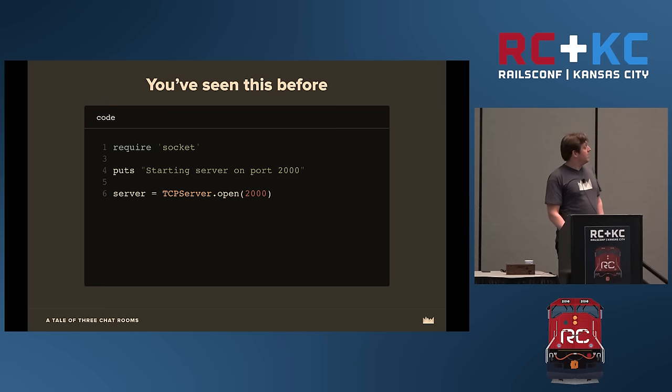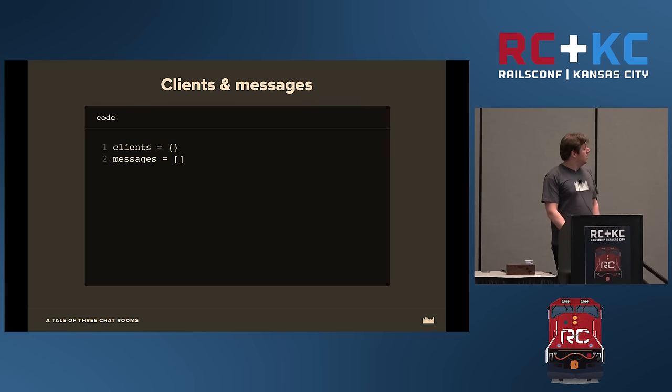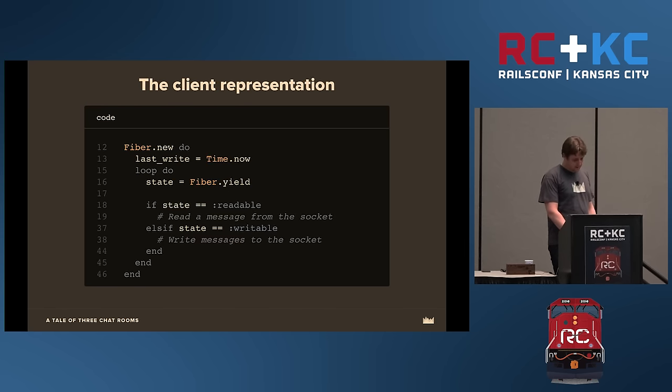So again, we have the same example, the same TCP server opening. Nothing changed there. And then we have a list of clients and a list of messages. And we don't need the mutex here because it's just a single thread. There's no actual concurrency going on. It's just faking it, basically. And in the clients hash, we'll store some metadata. We'll store a fiber for every connection. So this is basically what our chat server client representation is.